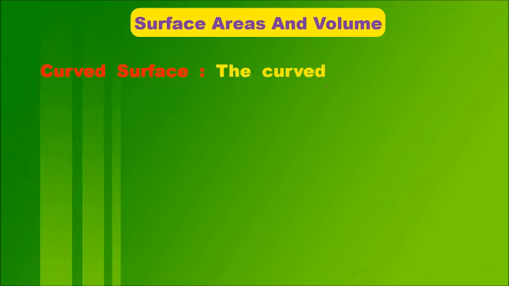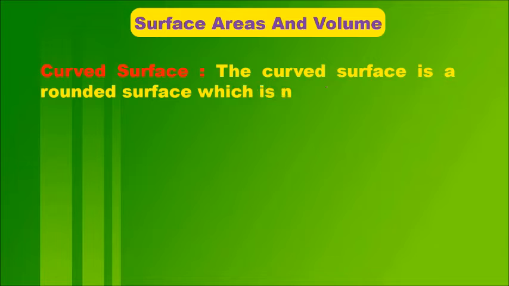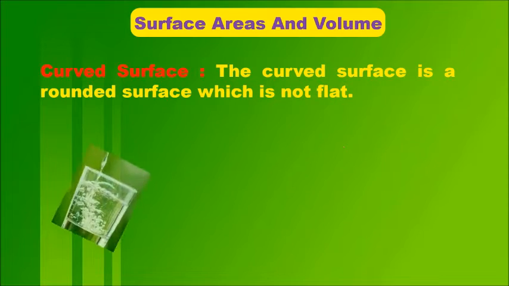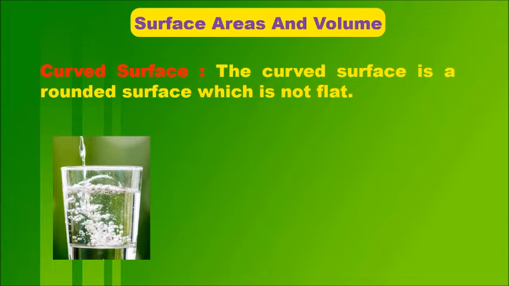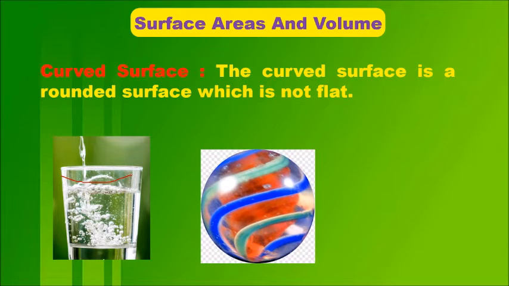Now the next topic is curved surface. The curved surface is the rounded surface which is not flat. Let us see an example. Let us consider a glass. Here we can observe that the lateral surface of this glass is not flat. It is rounded. So its lateral surface is curved. Now let us see the second example of marble. Here the surface of marble is curved, or we can say that it is rounded in shape.